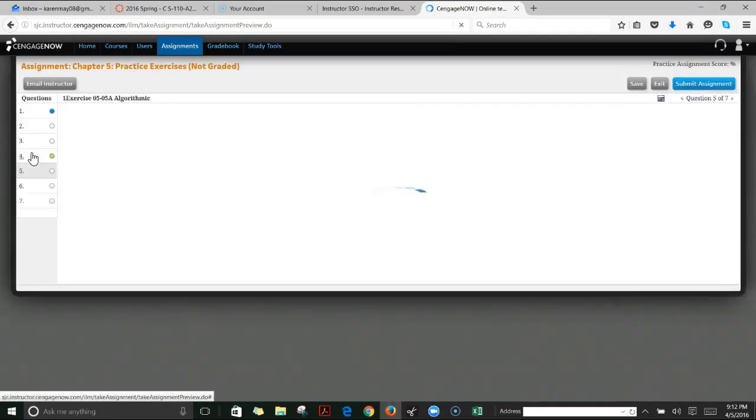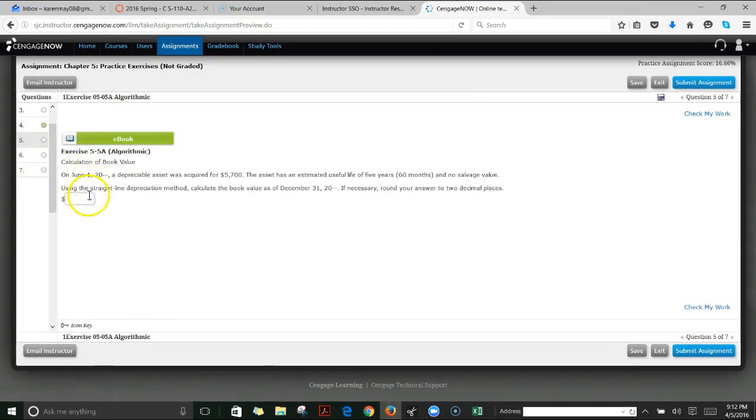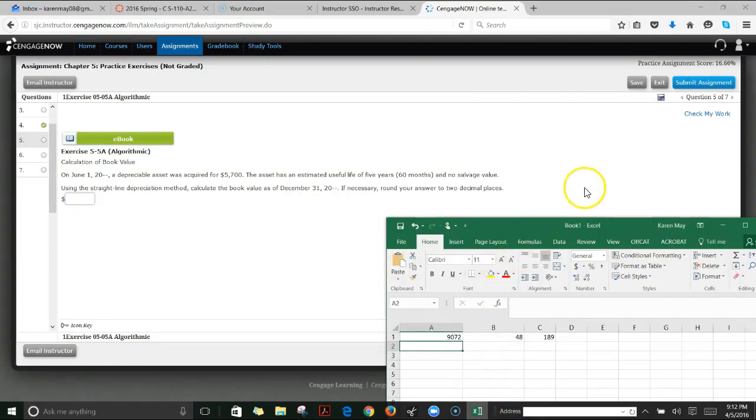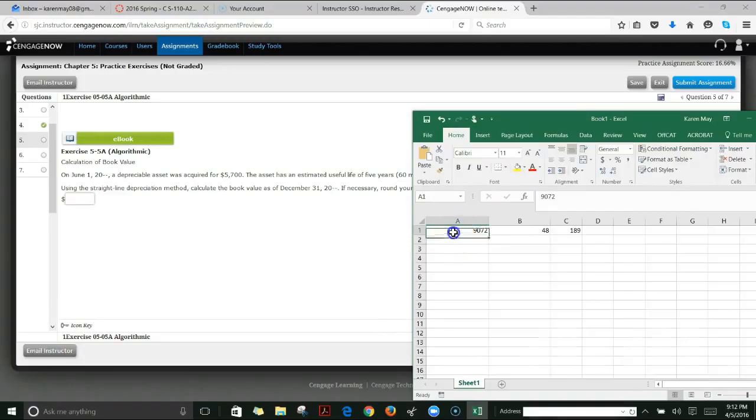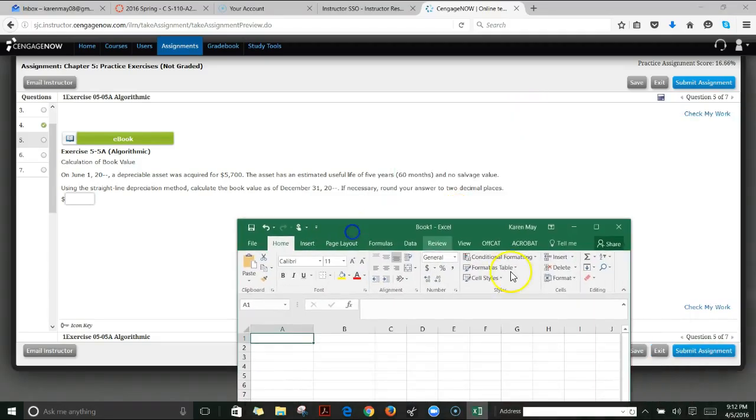So number 5. Okay, this is a practice in calculating straight line depreciation. What that means is that we depreciate the same amount every month for the period of time that we own it. So let's say that in this case we had a $5,700 item. We're going to have it for 60 months, and it doesn't have any salvage value. So it's equals 5,700 divided by 60 months. So we would be depreciating it $95 for every month.